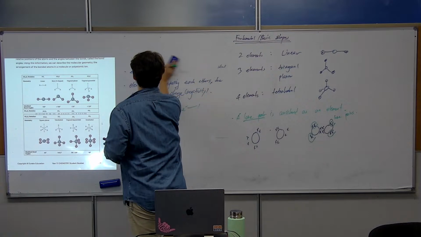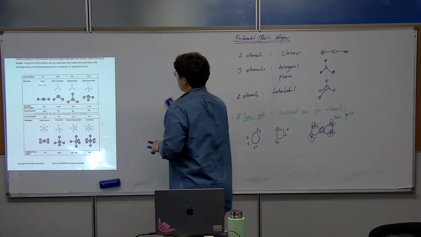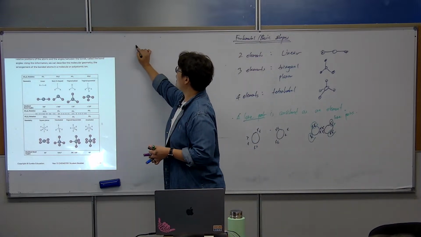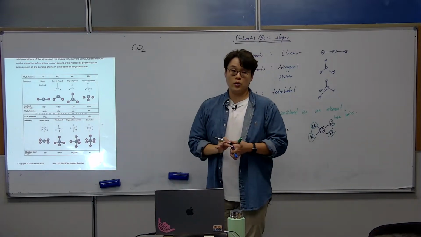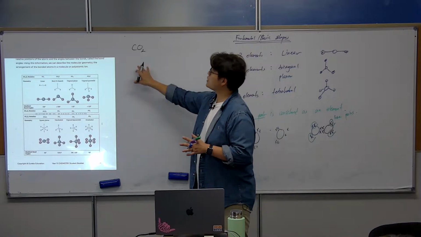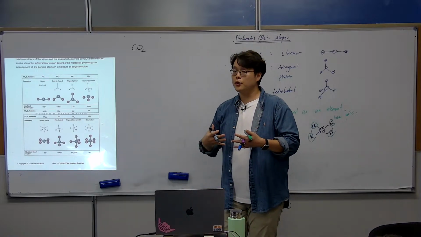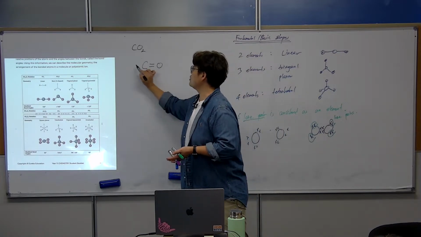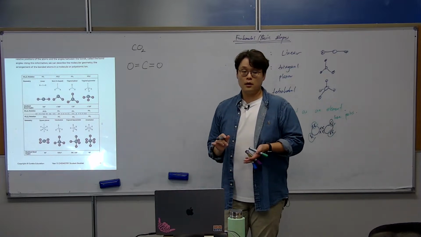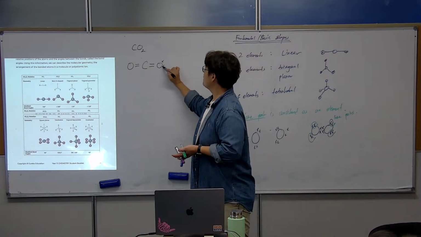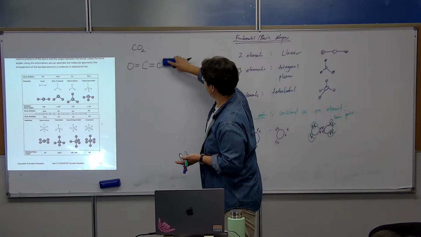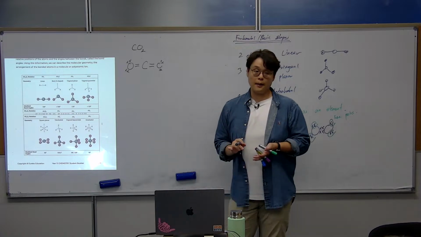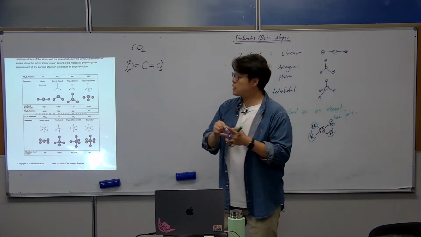I'll give you some VSEPR theory rules. This is probably the simplest way to understand. I'll give you some examples. Say we have carbon dioxide, CO2. How do I draw CO2 in the form of the Lewis structure? Carbon is in the middle, forming a bonding with the 2 oxygens like this. Then you will also have the electron lone pairs on the top, goes like here.